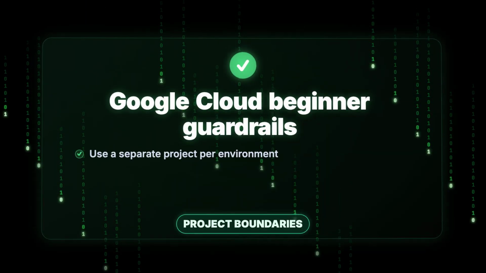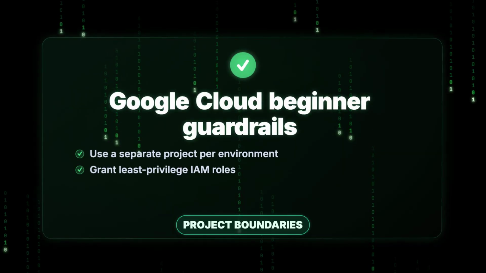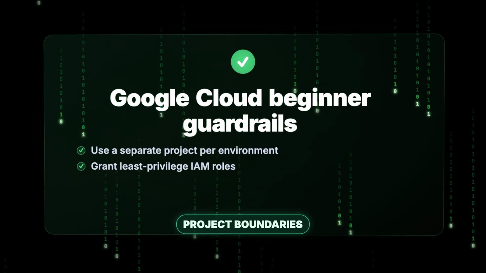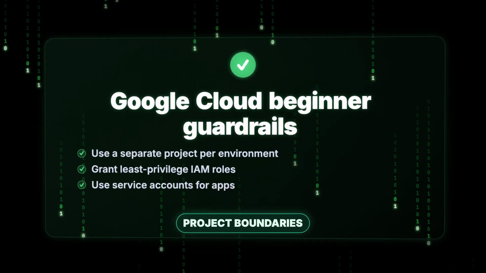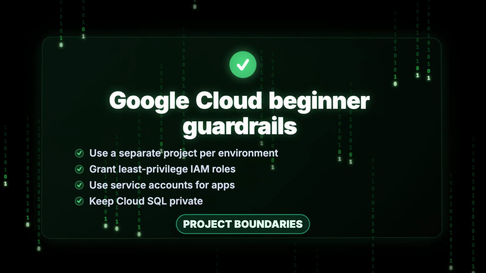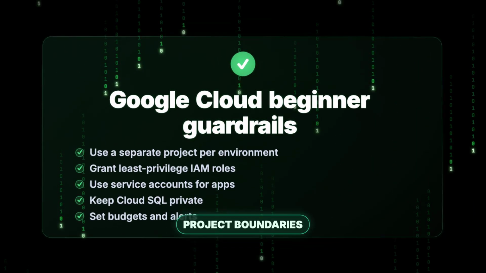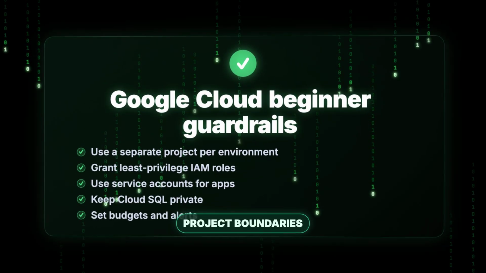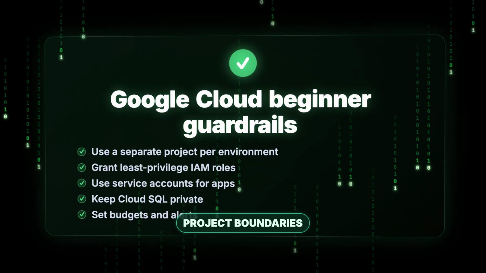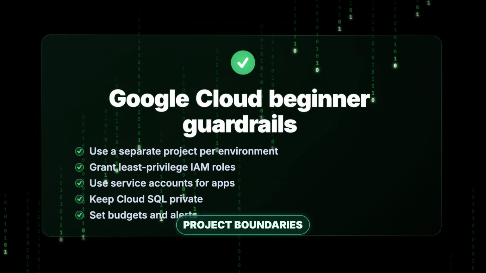In Google Cloud, projects are an excellent boundary for environments and billing. Use separate projects for experiments, staging, and production when possible. Give people and services only the roles they need. Use service accounts for applications and automation. Keep Cloud SQL private and control who can connect. And configure billing alerts before you learn by clicking through product pages. Good boundaries make cloud learning safer and production systems easier to understand.